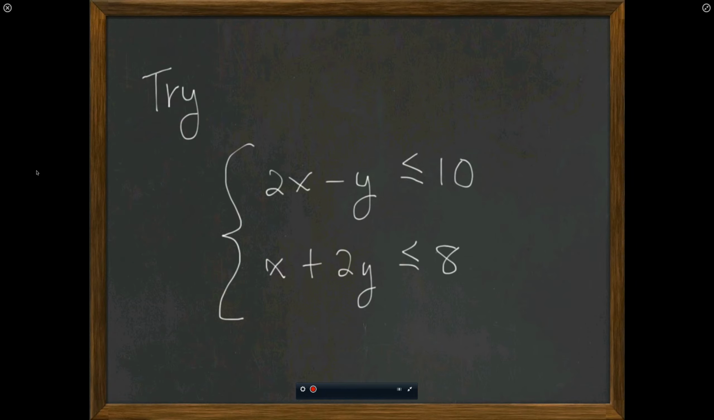Hey guys, the previous video ended with this problem right here. So I told you to try this before watching the second video. So let's see if you did it right. Okay, so first thing I'd want to do is solve each one of these independently of the other one.